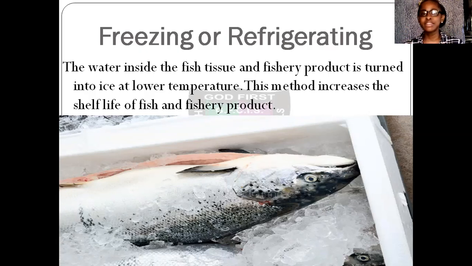The water inside the fish tissue or fishery product is turned into ice at low temperature, and this method increases the shelf life of fish and fishery products. Now we'll discuss the sun drying and smoking method. We also discuss the salting method. Now is the freezing or refrigerating method, where you place the fish into ice or inside the fridge to reduce the temperature of the fish or the fishery product.